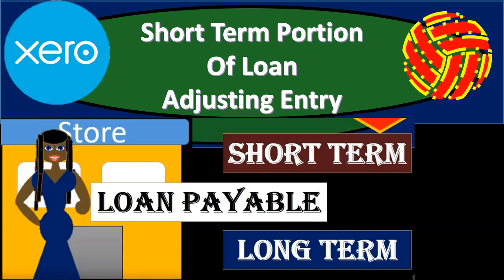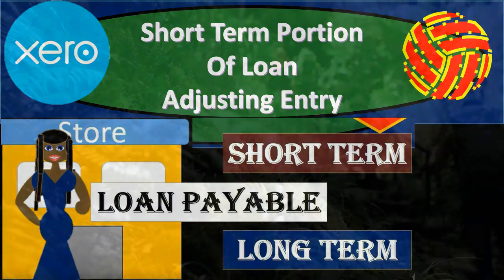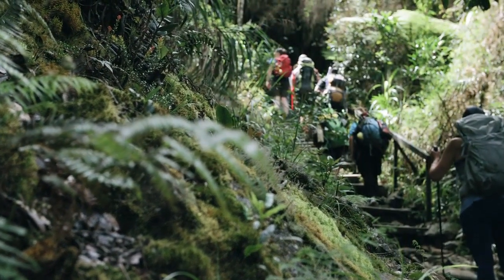In this presentation, we're going to enter an adjusting entry related to breaking out the short-term and long-term portion of a loan. This time, having a loan that has both a short-term and long-term portion, we will need to be breaking it out with the help and the use of an amortization table. Here we go with Xero.